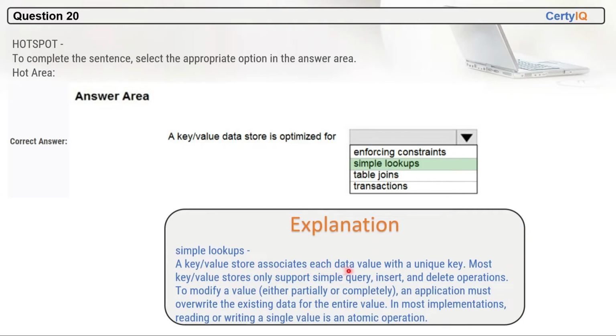key value store associates each data value with a unique key. Most key value stores only support simple query, insert and delete operations to modify a value either partially or completely. An application must overwrite the existing data for the entire value. In most implementations, reading and writing a single value is an atomic operation. So keep this in mind. A key value data store is optimized for simple lookup only.